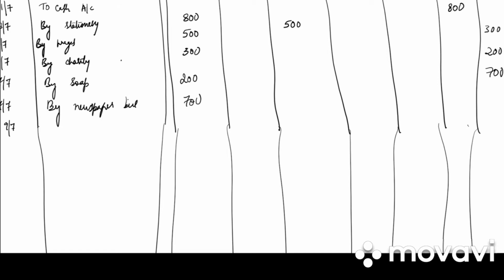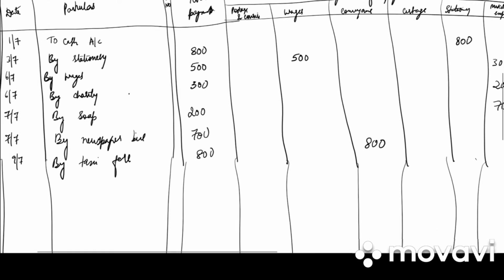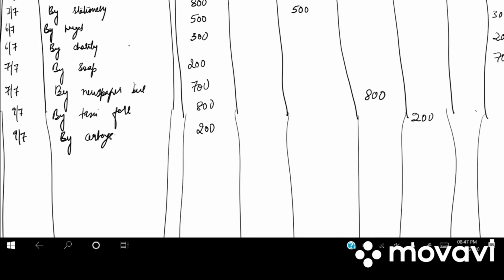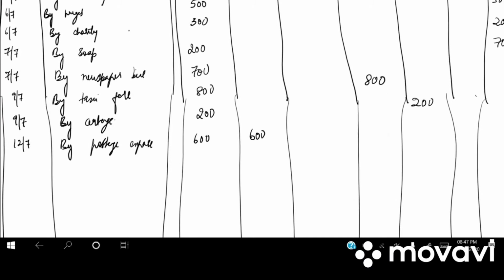Then on 9th we have taxi fare. By taxi fare 800. So go to the conveyance column 800. Then on 9/7 we have by cartage. How much is it? 200. Under our cartage column 200. Then on 12th we have postage expenses. So by postage expenses 600. Under our postage and courier 600.